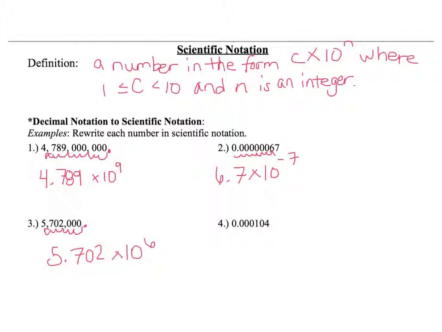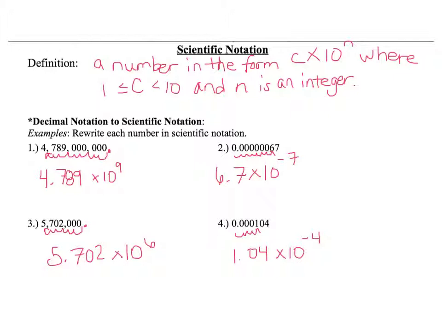Final example of going this direction. Here's my decimal. I need to move it so it's behind the 1. So that's going to be 4 places to the right. 1, 2, 3, 4. So I get 1.04 times 10 to the negative 4th power. And so that's how we translate from decimal notation into scientific notation.